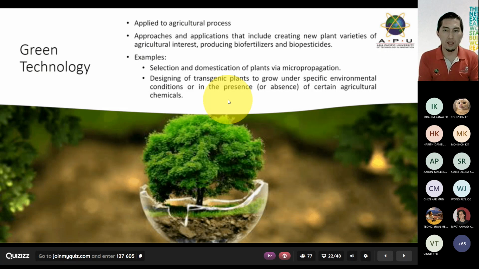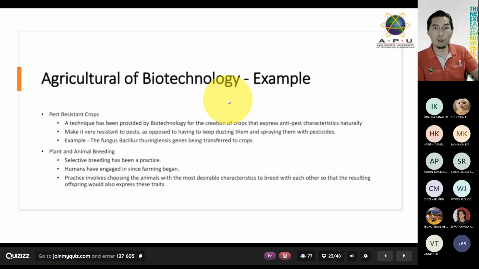So that's one other way of how a lot of these plants may have been transgenic. Their genes may have been modified in order for them to grow in different conditions and different timings of the year as well. Again, all for human benefits, I would like to say.